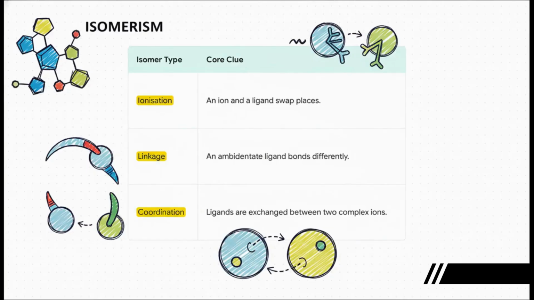So within this category, we're going to play detective and investigate three main cases. First, we have ionization isomerism, which is all about swapping players in and out of the main group. Then there's linkage, which involves a really tricky kind of ligand. And finally, coordination, which is like a trade deal between two different complex ions.